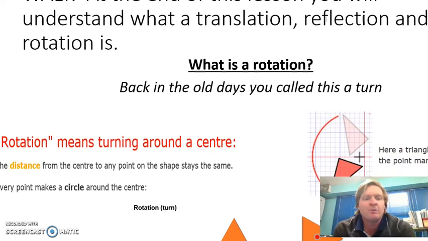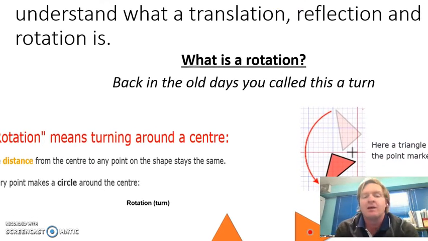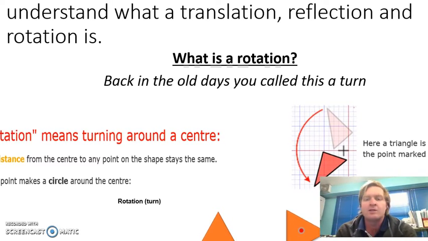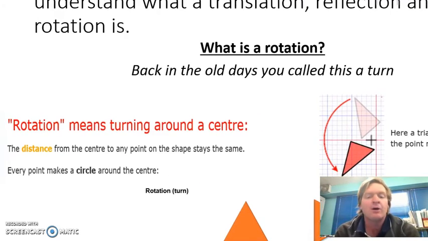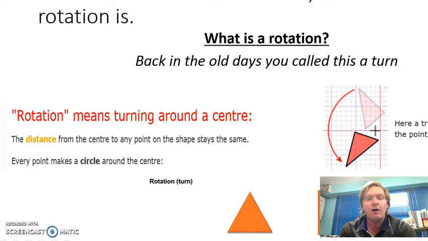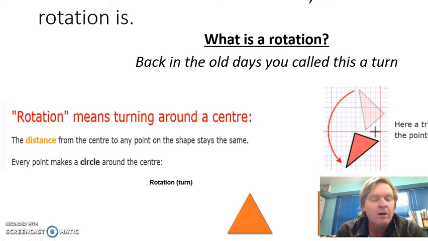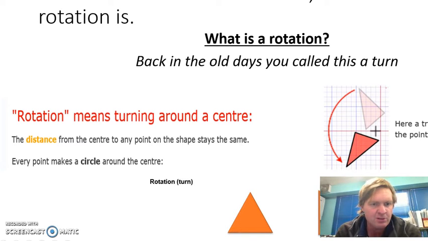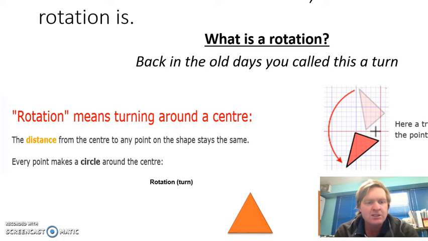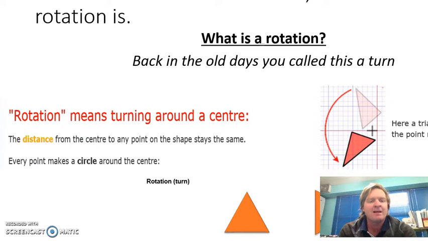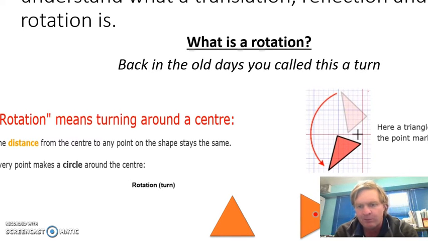The next one is, we need to work out what is a rotation. Back in the old days, we called this a turn. I can see you in your lounge room saying, oh, I remember when we called this a turn. Well, we now call it a rotation. Rotation means turning around a center. The distance from the center to any point on the shape stays the same. Every point makes a circle around the center. This is best to look at in example form.